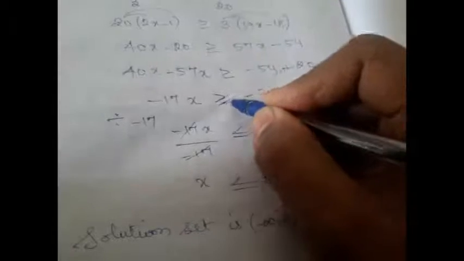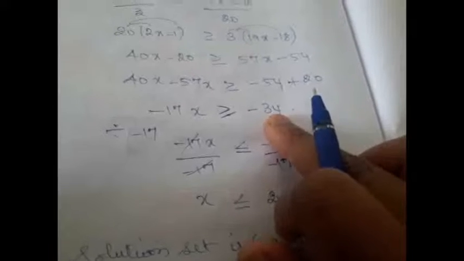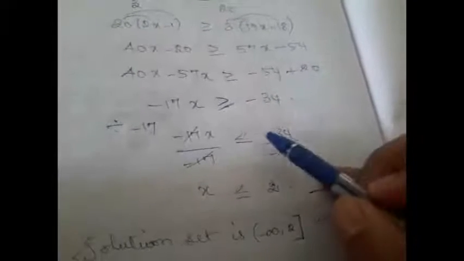Hope you understood. So blindly don't cancel the minus here. When we multiply or divide by a negative number, the inequality will change. How is it getting cancelled? We are multiplying throughout by minus. So remember this point. If you divide by minus 17, this greater than or equal to will become less than or equal to. Don't make that mistake. Hope you understood. Let us move on to the next question.